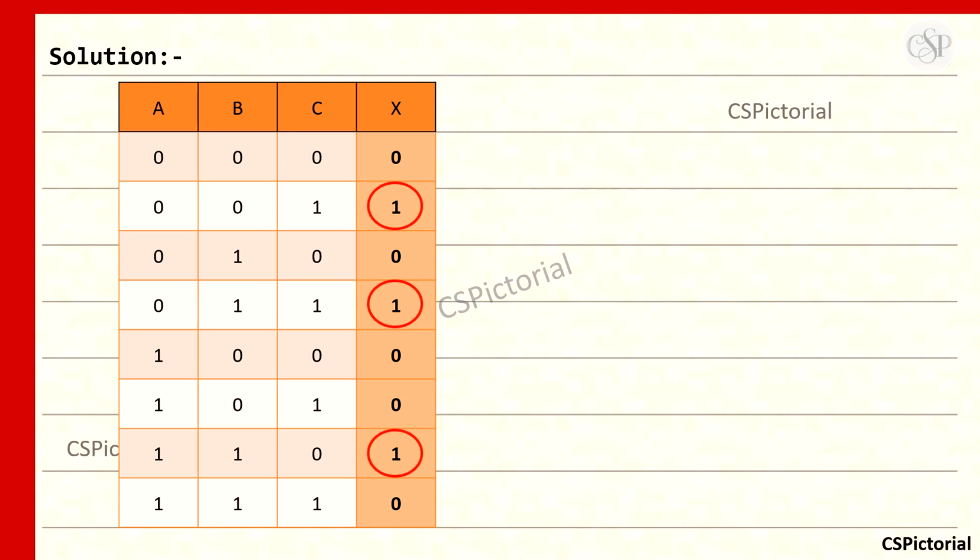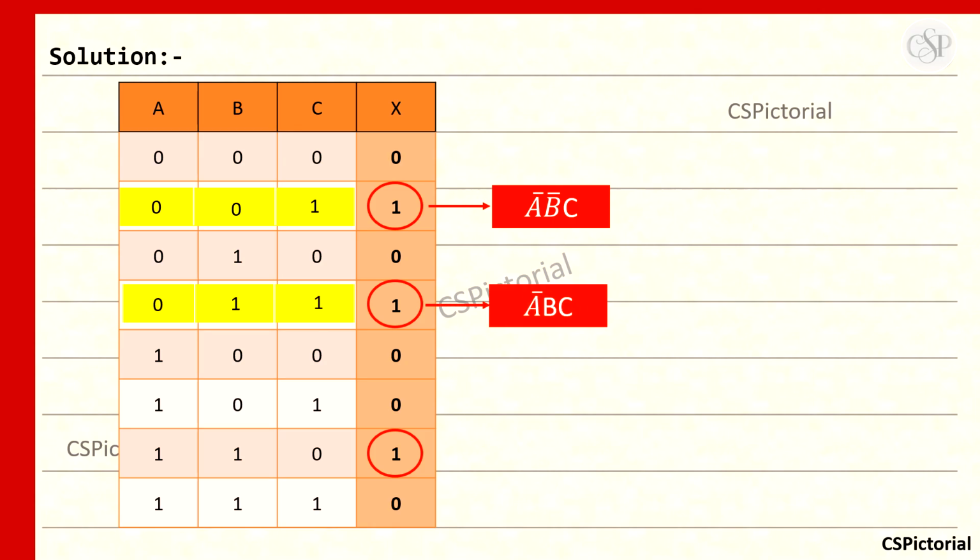In the first entry, A is 0, B is 0 and C is 1. So, the min term is written as A bar, B bar, C. Remember, if the value of the variable is 1, write the literal as such, and if the value of the variable is 0, write the complement of the literal in its min term. Check our previous video about canonical and standard SOP for a clear understanding from scratch.